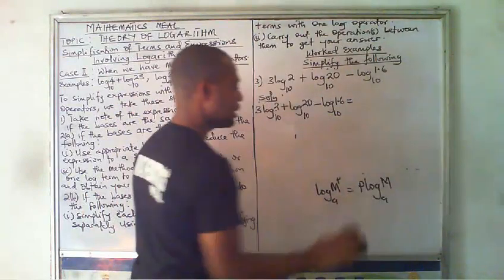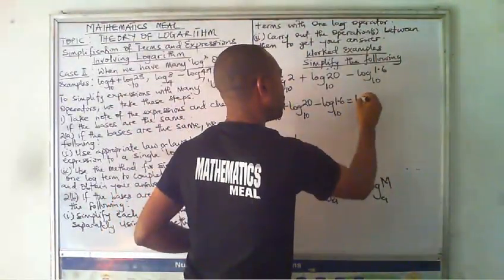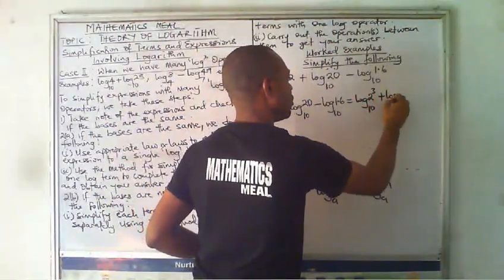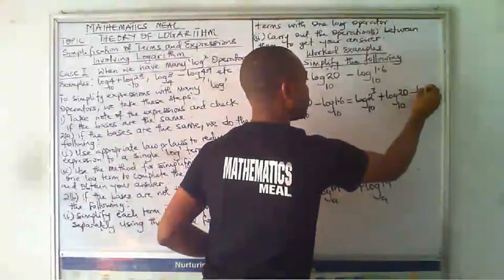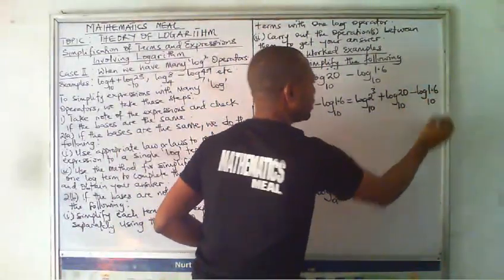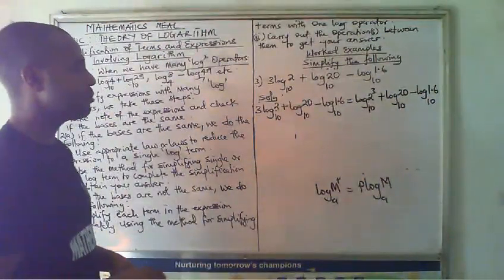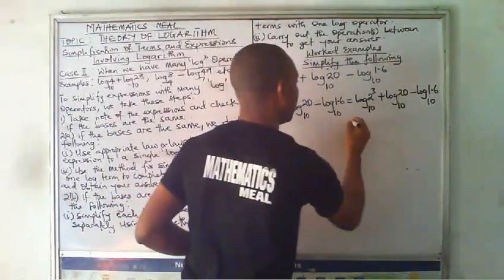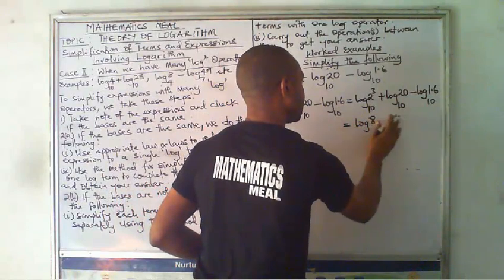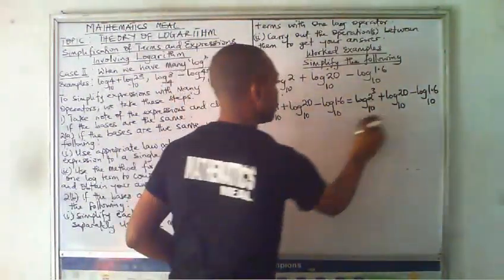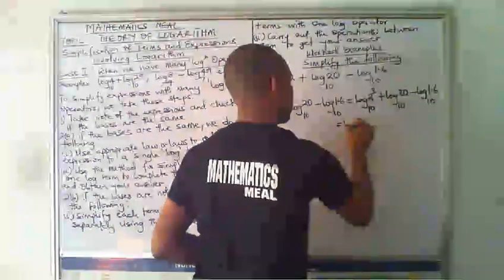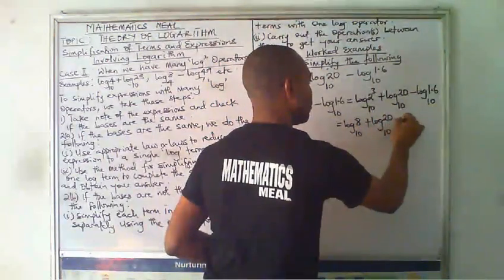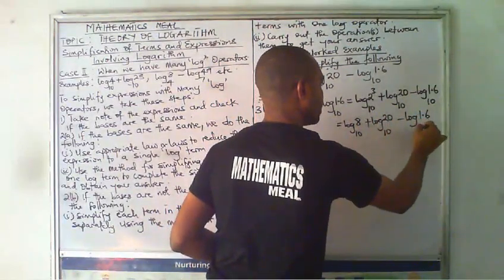So if we apply this here, we are going to write this as what? Log 2 raised to power 3 base 10 plus log 20 base 10 minus log 1.6 in base 10. That's what we are going to have. Beautiful. So we go again. 2 raised to power 3 we know is what? 8. I have log 8 base 10 plus log 20 in base 10 minus log 1.6 in base 10.